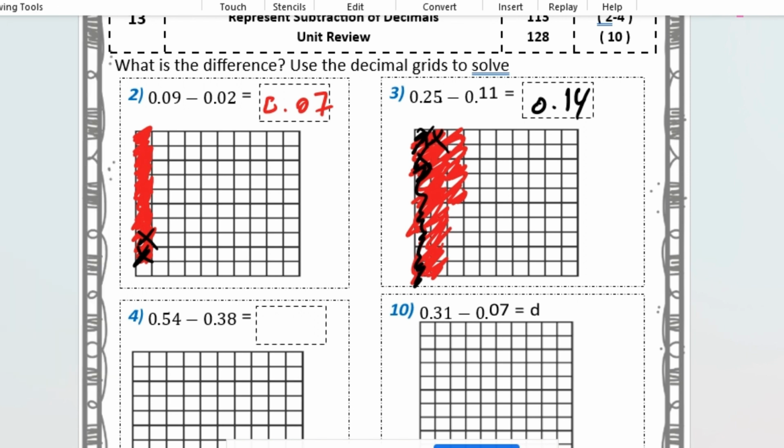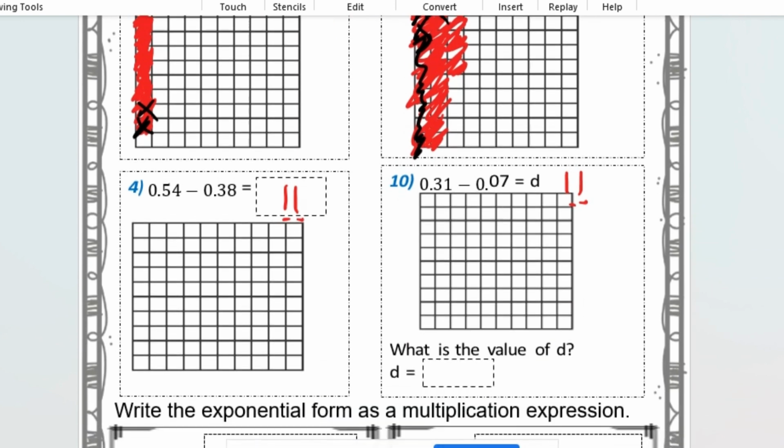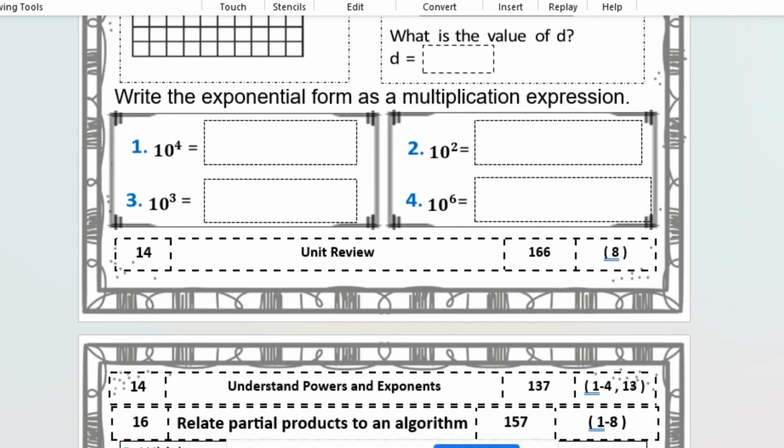And I want you to solve these two questions on your own, and I'm going to move to this one. Now write the exponential form as a multiplication expression. What do we mean by a multiplication expression? So we should write the multiplication equation.